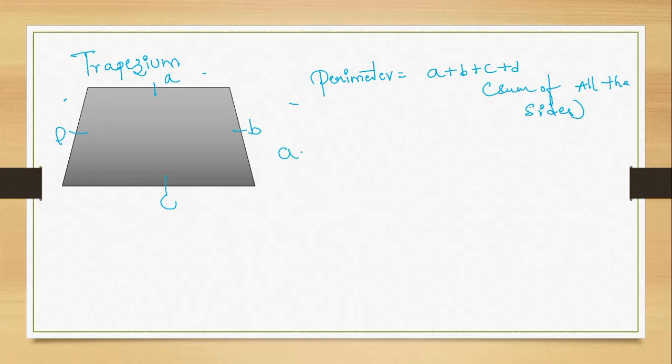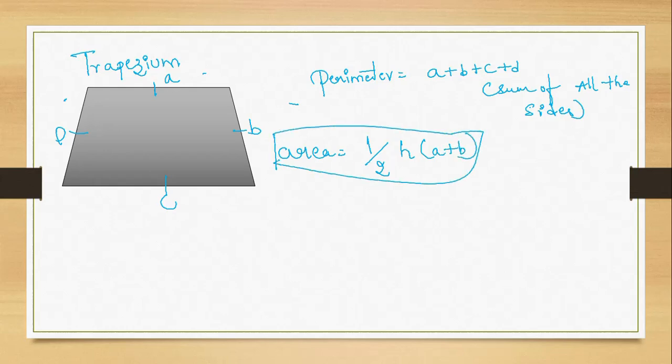Next, area. Here the formula to find the area of a trapezium is half into h of (A plus B). We know that formula, but how do we get this formula? We want to understand this here. So let us consider two trapeziums. This is one trapezium, and this is another trapezium. Here trapezium 1 and this is trapezium 2.